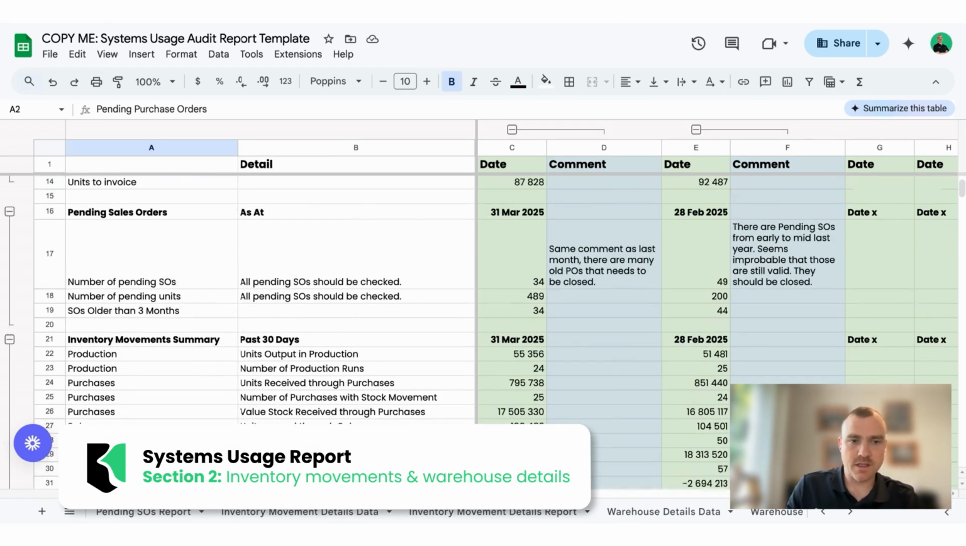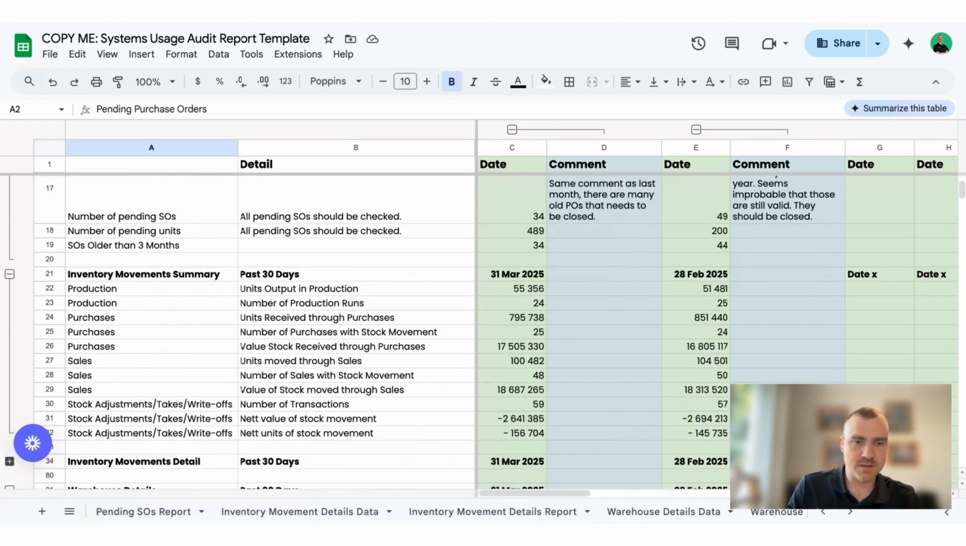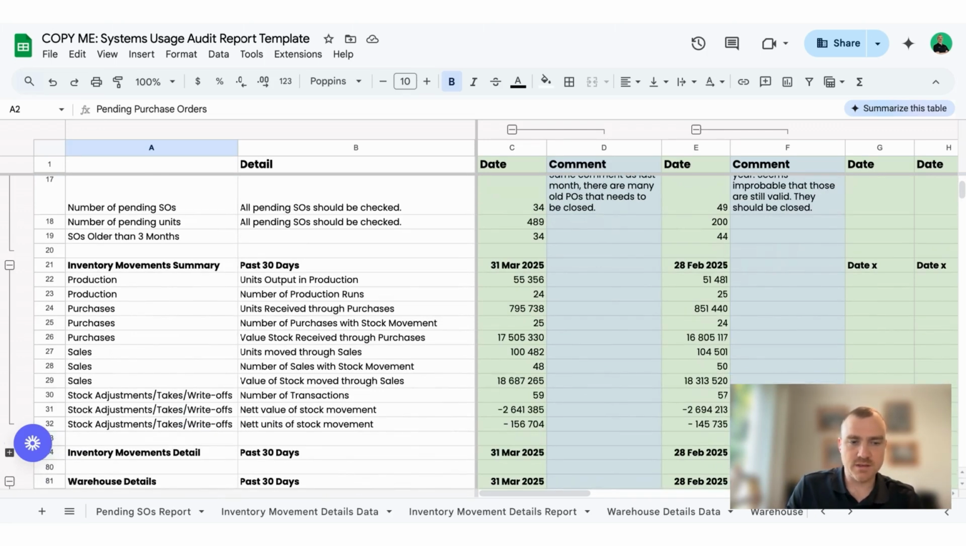Okay, so what we'll look at now is the inventory movements. I've got two sections on inventory movements. I've got the summary and detail, which I'll run through in a moment. The detail is just underlying transactions of the summary, which is sometimes good to look at. But yeah, not so crucial.